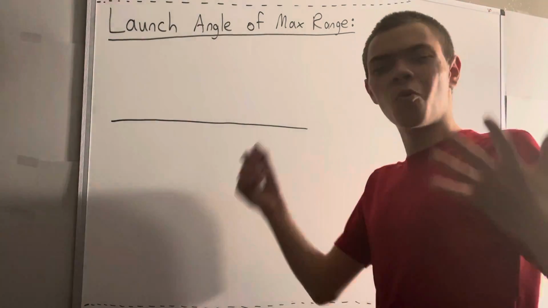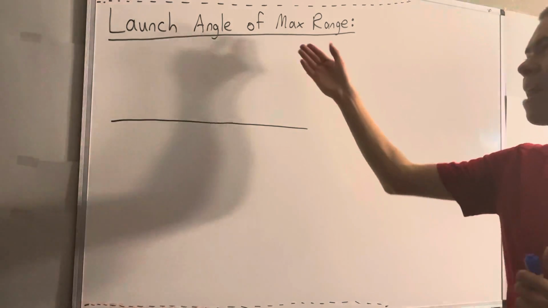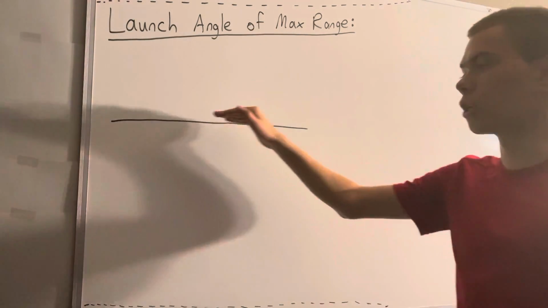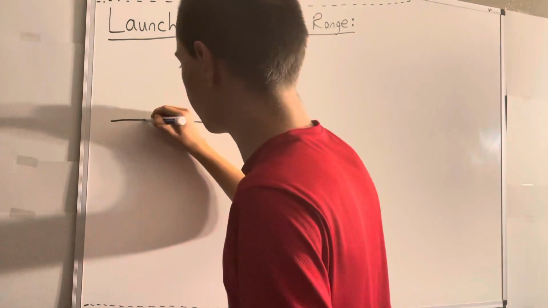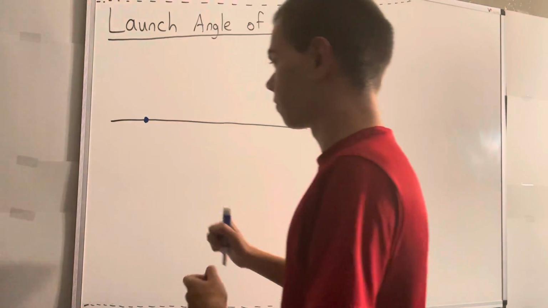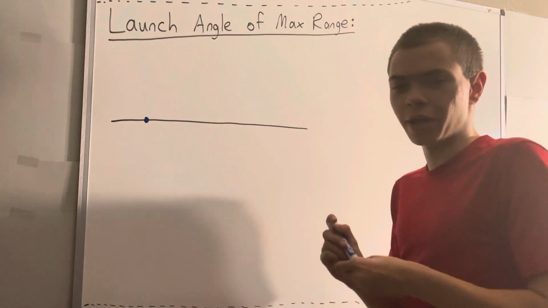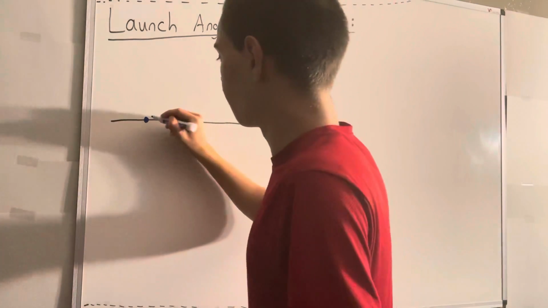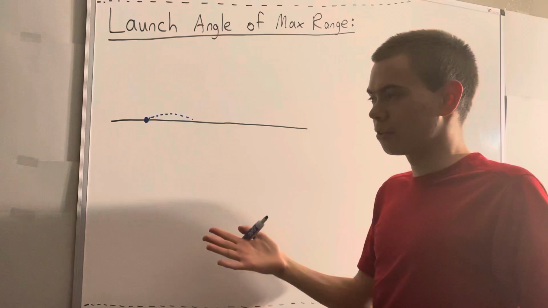In this video, we're going to derive the launch angle that yields the maximum range of a projectile that's launched along a flat ground. So we're going to say that a projectile starts at this position right here. And let's say that if we were to launch this projectile at a relatively low launch angle, well, then the projectile isn't really going to travel that far of a distance, right?